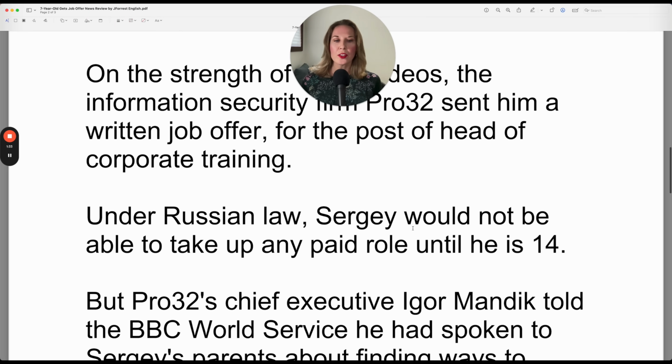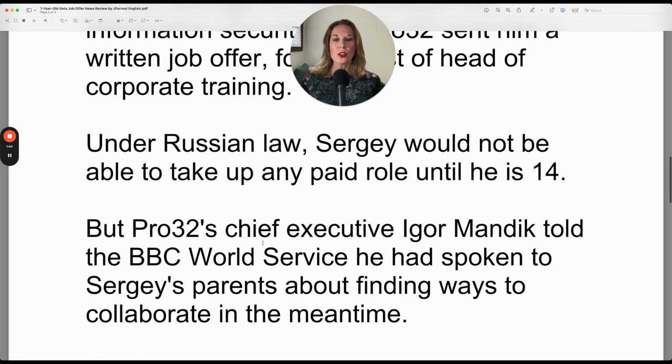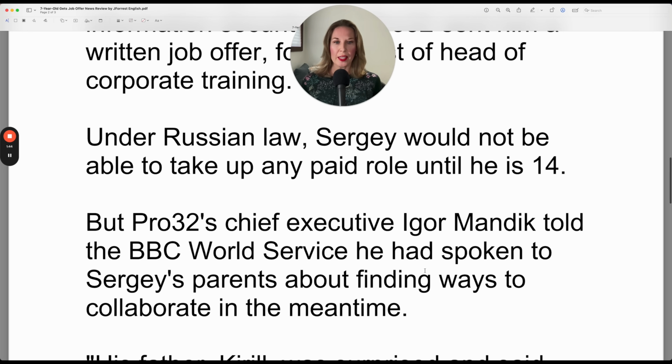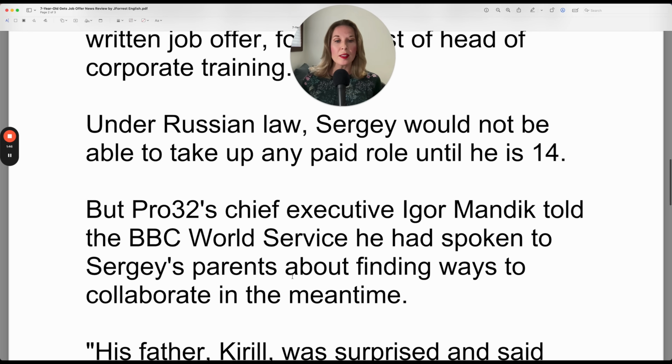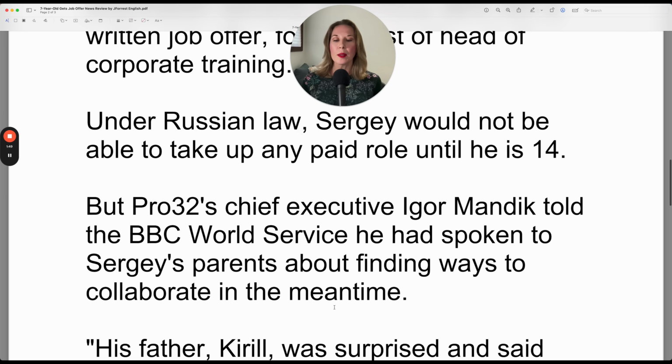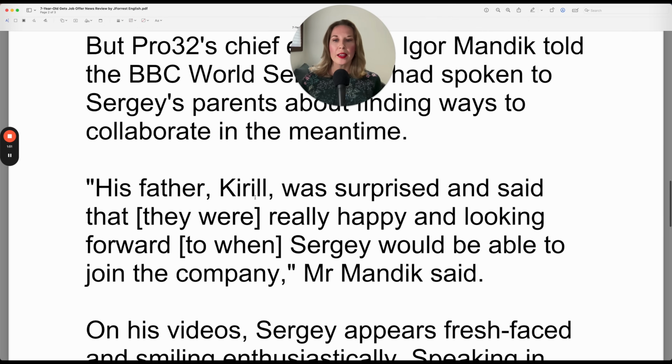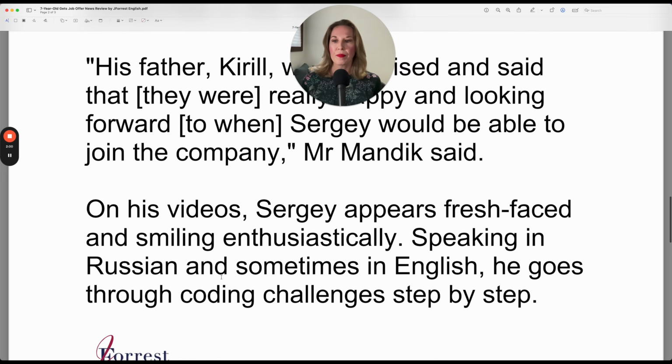Under Russian law, Sergey would not be able to take up any paid role until he is 14. But Pro32's chief executive Igor Mandik told the BBC World Service he had spoken to Sergey's parents about finding ways to collaborate in the meantime. His father, Kirill, was surprised and said that they were really happy and looking forward to when Sergey would be able to join the company, Mr. Mandik said.